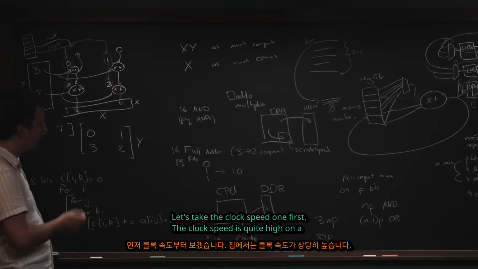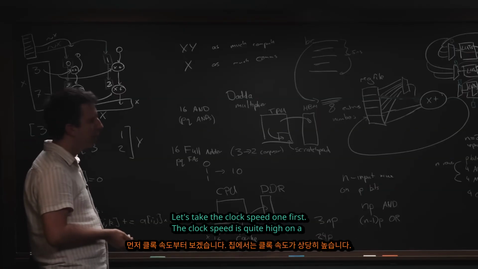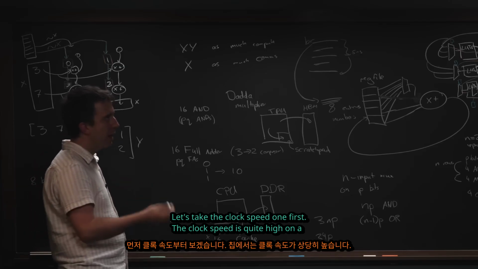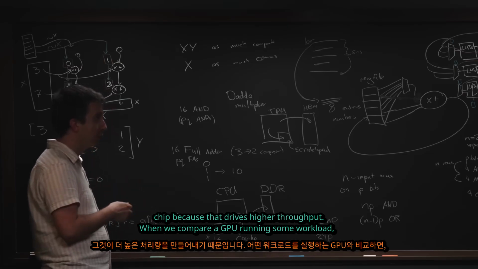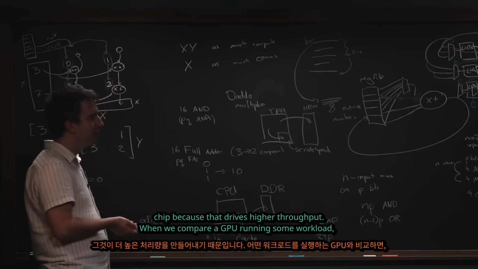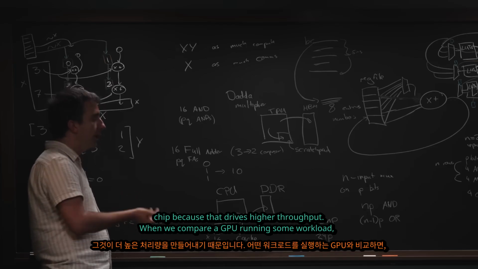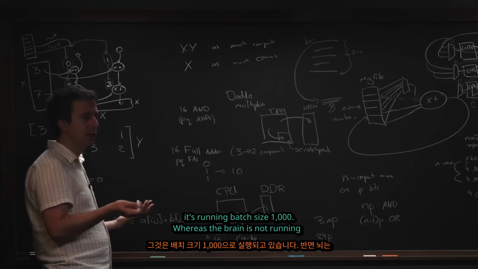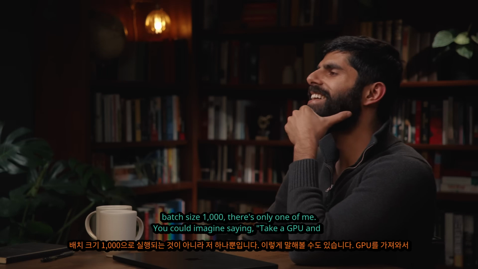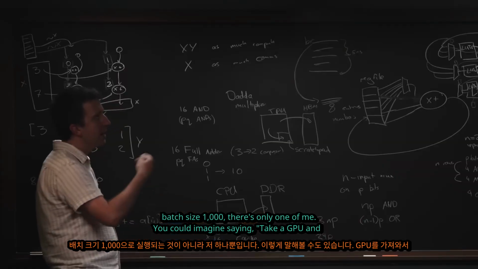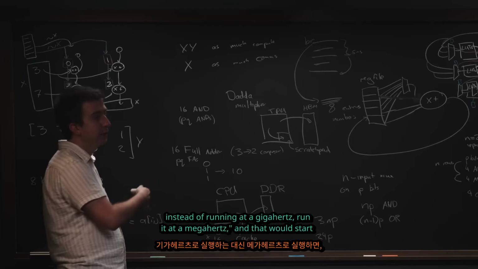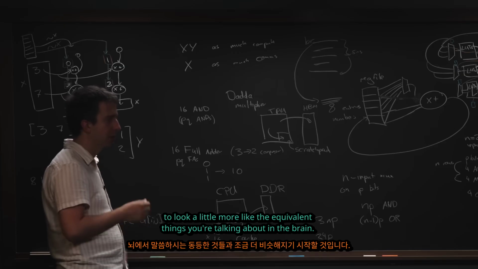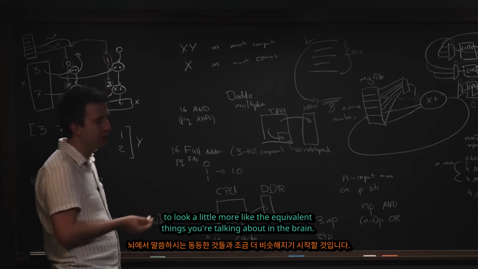Yeah, I mean, so let's take the clock speed one first, actually. The clock speed is quite high on a chip because that drives higher throughput. When we compare a GPU running some workload, it's running batch size 1,000 or something like that, whereas the brain is not running batch size 1,000. There's only one of me. And so you could sort of imagine saying, well, take a GPU and instead of running at a gigahertz, run at a megahertz or something like that. And that would start to look maybe a little bit more like the equivalent things that you're talking about in the brain.